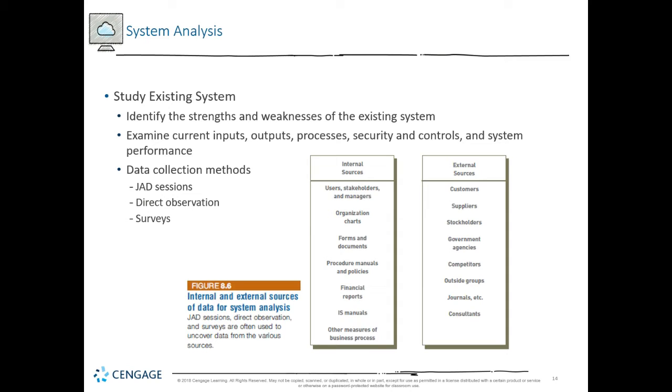Study existing systems. Identify the strengths and weaknesses of an existing system. Examine current input, output, processes, security and controls, and system performance. Data collection methods: JAD sessions, direct observation, surveys. Figure 8.6, internal and external sources of data for systems analysis. JAD sessions, direct observation, and surveys are often used to uncover data from various sources.